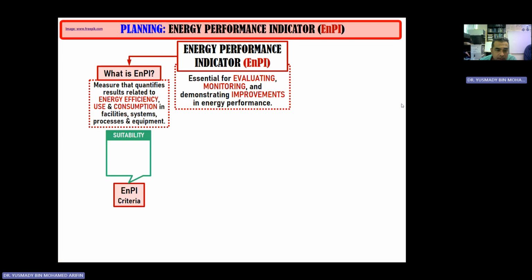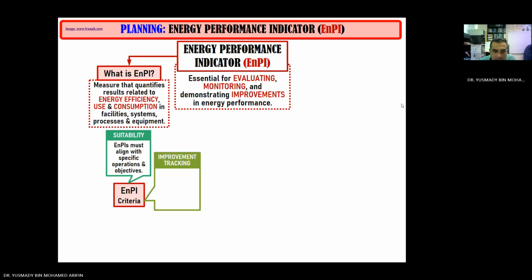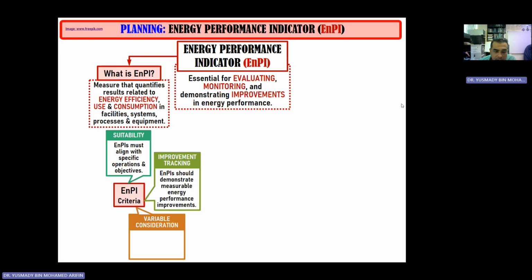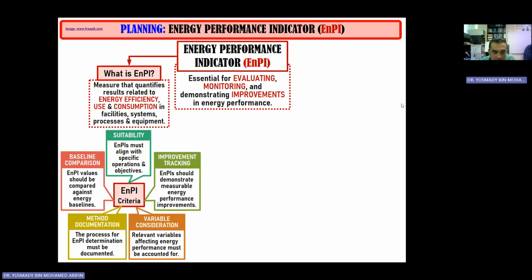EnPI criteria: first, suitability. EnPI must align with specific operations and objectives. Improvement tracking: EnPI should demonstrate measurable energy performance improvement. Variable consideration: relevant variables affecting energy performance must be accounted for. Method documentation: the process for EnPI determination must be documented. And the last one, baseline comparison: EnPI values should be compared against the energy baseline.